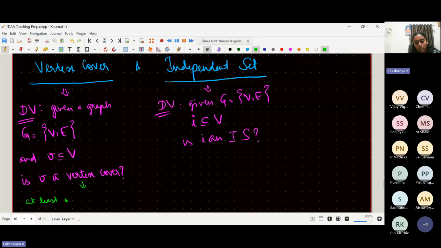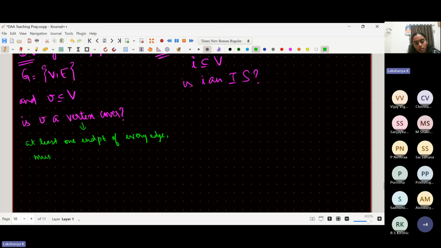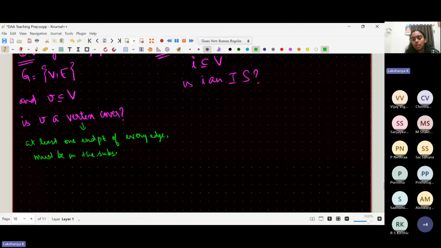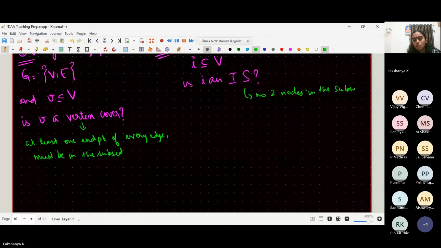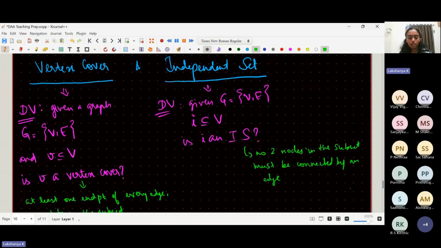At least one endpoint of every edge must be in the subset, right? No two nodes or vertices in the subset must be connected by an edge, right? So these are the two definitions. Problem definitions are clear, everyone?